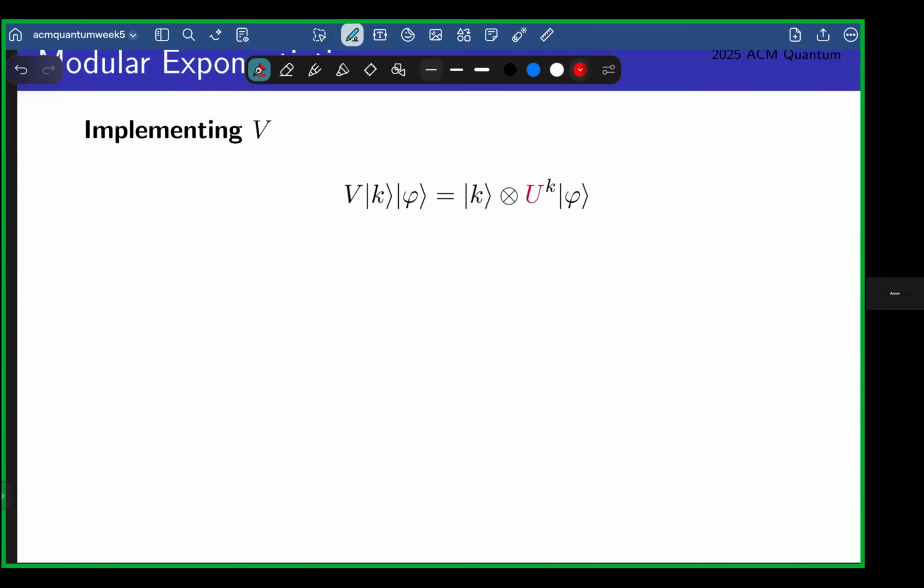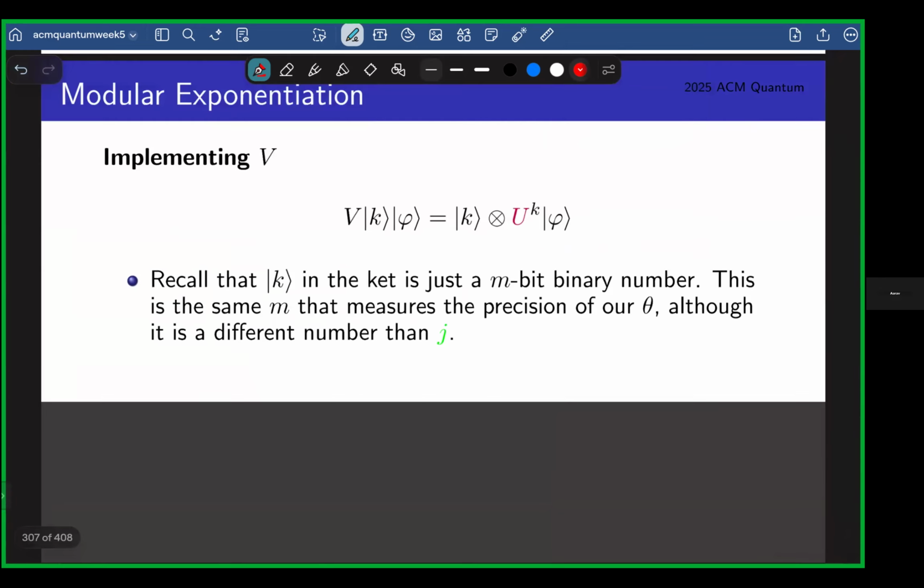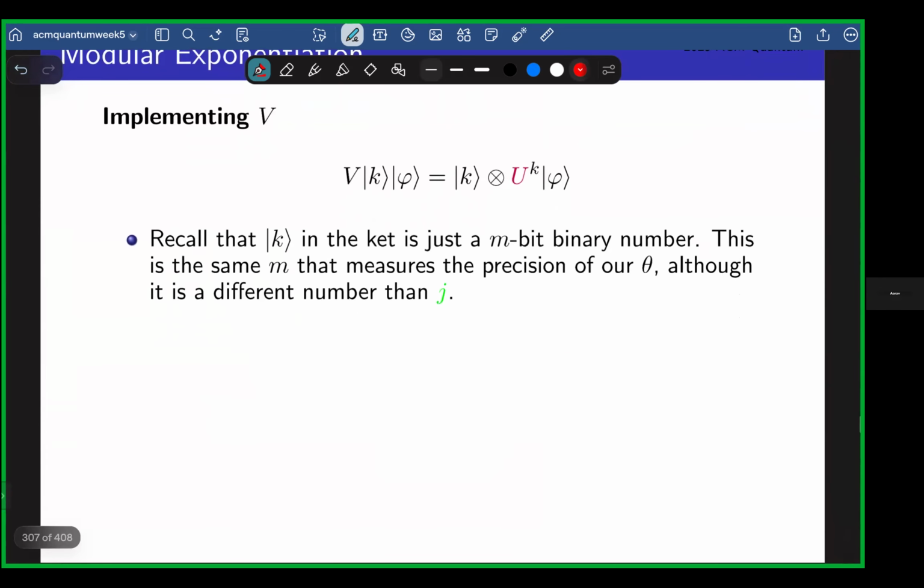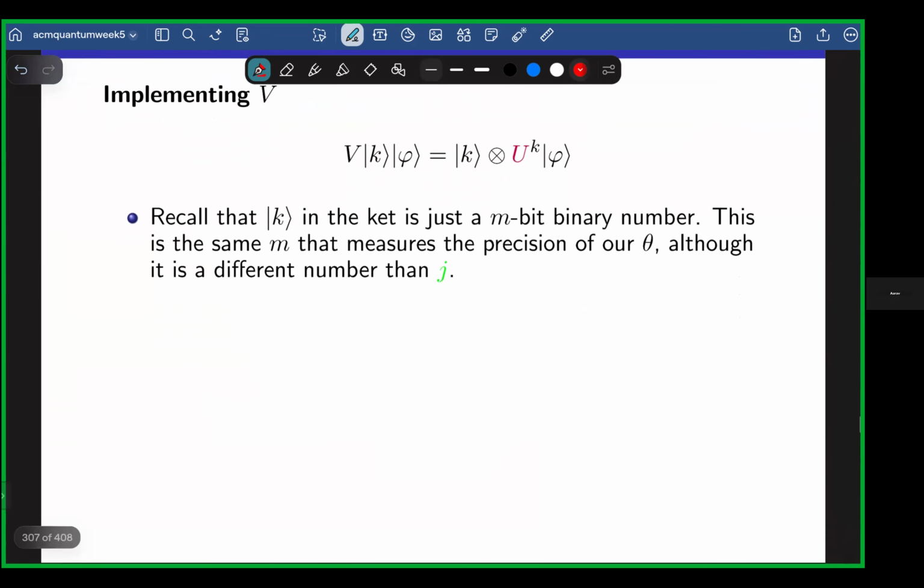Okay, let's implement that V oracle that we said. So here's its definition. We apply U on the second register a number of times dictated by the number in the first register. K is an m-bit number, and that's the same m that measures how precise we are with our theta.